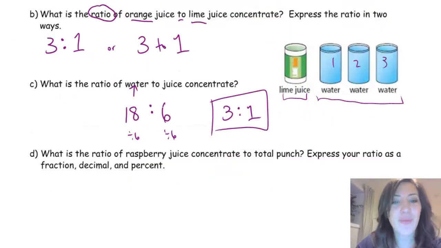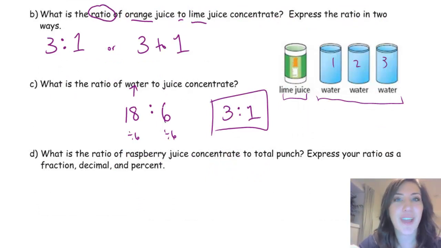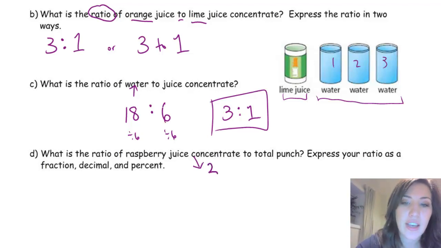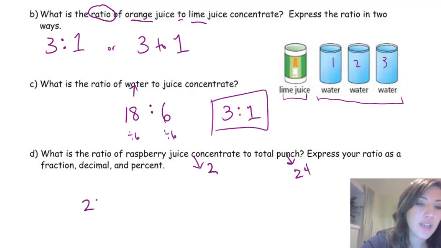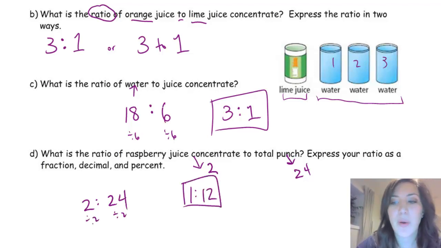All right, last question here. What's the ratio of raspberry juice concentrate to the total punch? Express your ratio as a fraction, decimal, and a percent. So the first thing, what's the ratio of raspberry juice concentrate? Well, we know that there are 2 cans, and in total punch there are 24. So we would say 2 to 24. Can this get reduced? Yes, it can. Both divided by 2. 24 divided by 2 is 12, so our ratio is 1 to 12.